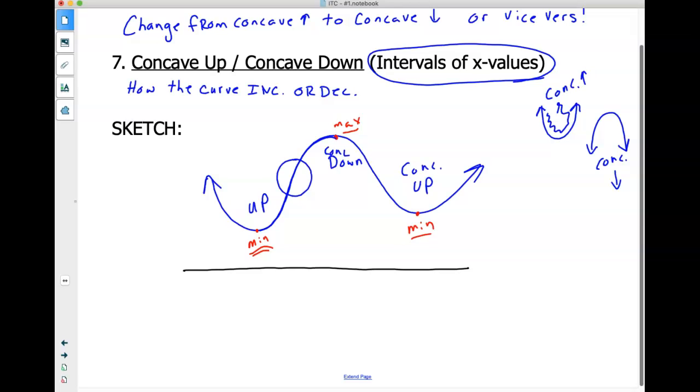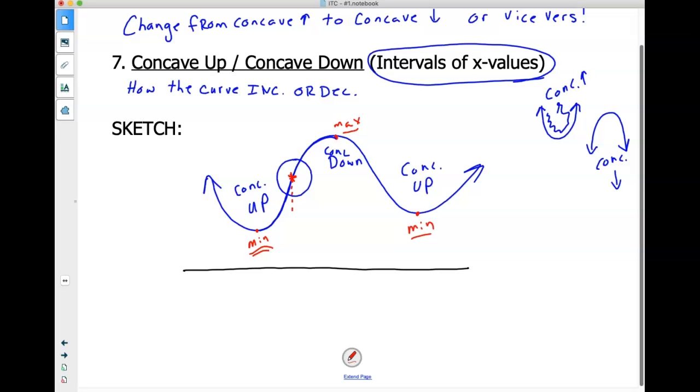And I could probably say CD and CU, but I usually do conc and then use up or down. So somewhere right in there, and it's a judgment call. Our calculator is going to find it perfectly, but it's a judgment call where you think, and you can put a little star there, not a point.